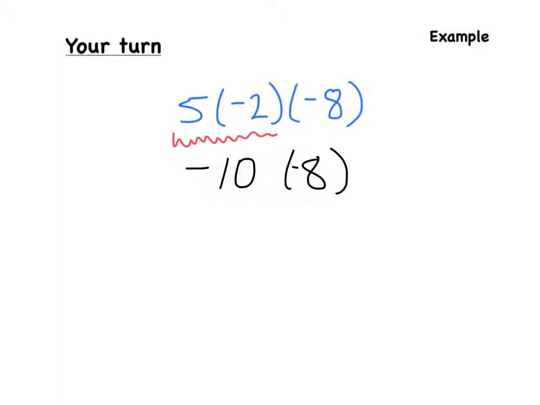So if we have a negative 10 times a negative 8, negative times a negative is a positive, so 10 times 8 is 80. Thus our final answer is a positive 80.